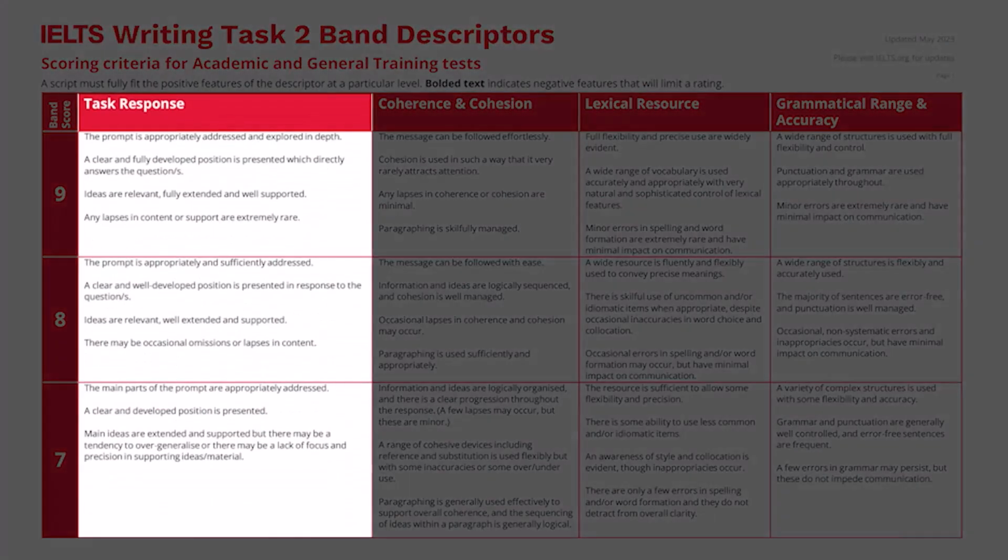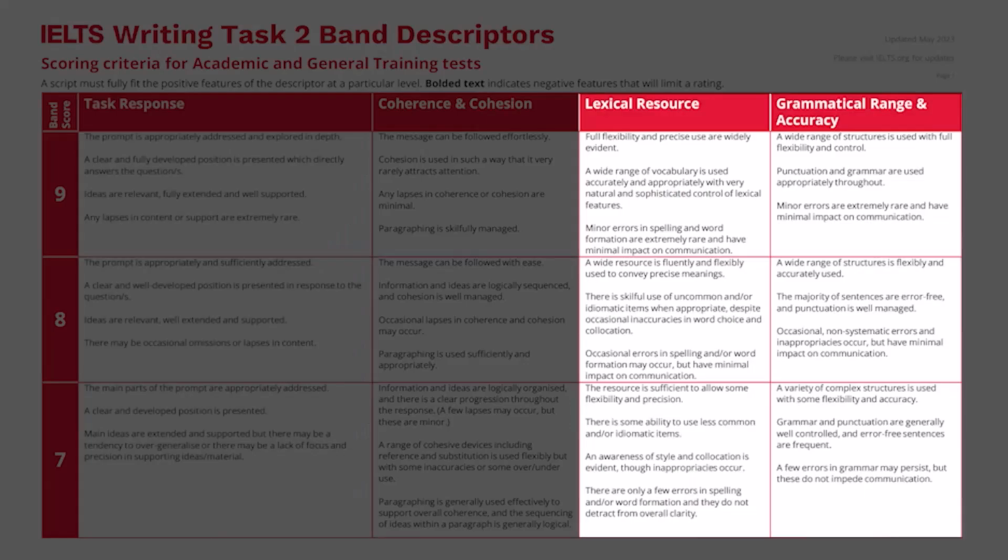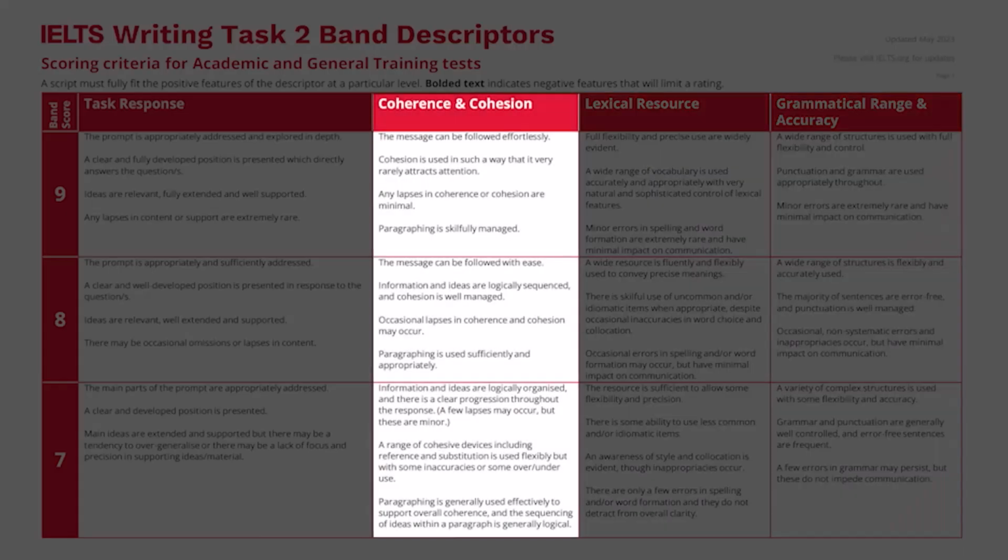So there's basically 4 things that you need to worry about when it comes to IELTS Writing Task 2. Number 1, did you answer the question? Are your ideas solid? Do you actually answer the question in the essay? 3rd and 4th thing are vocabulary and grammar. We'll talk about that later. The 2nd thing is structure.